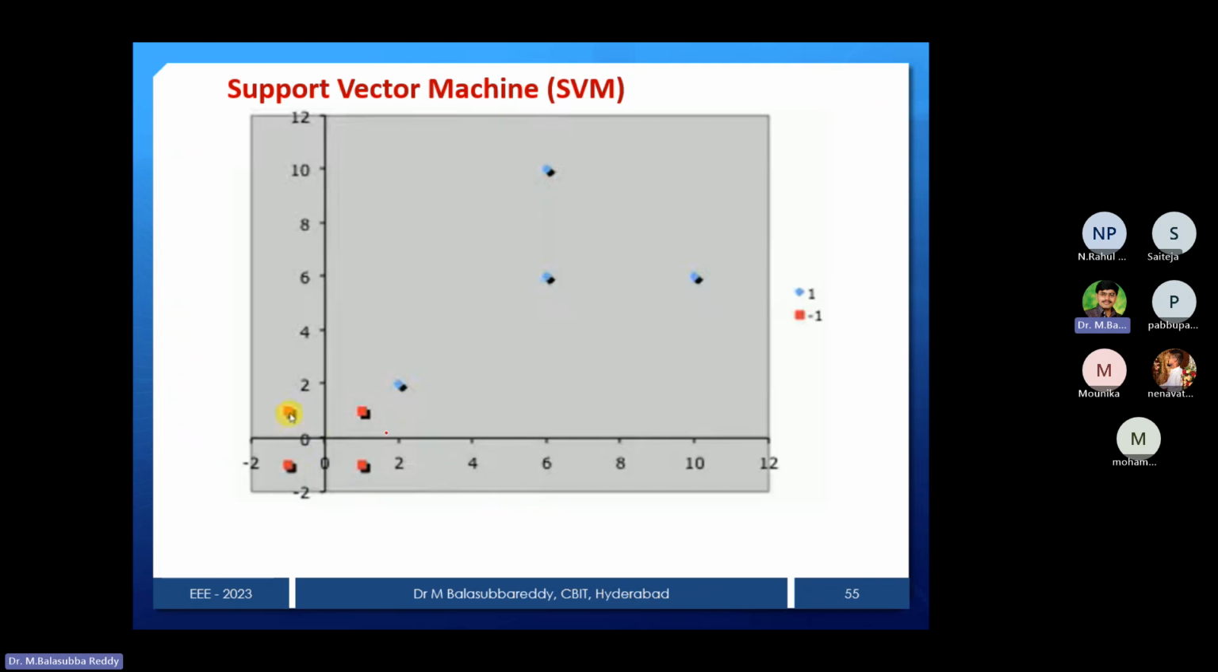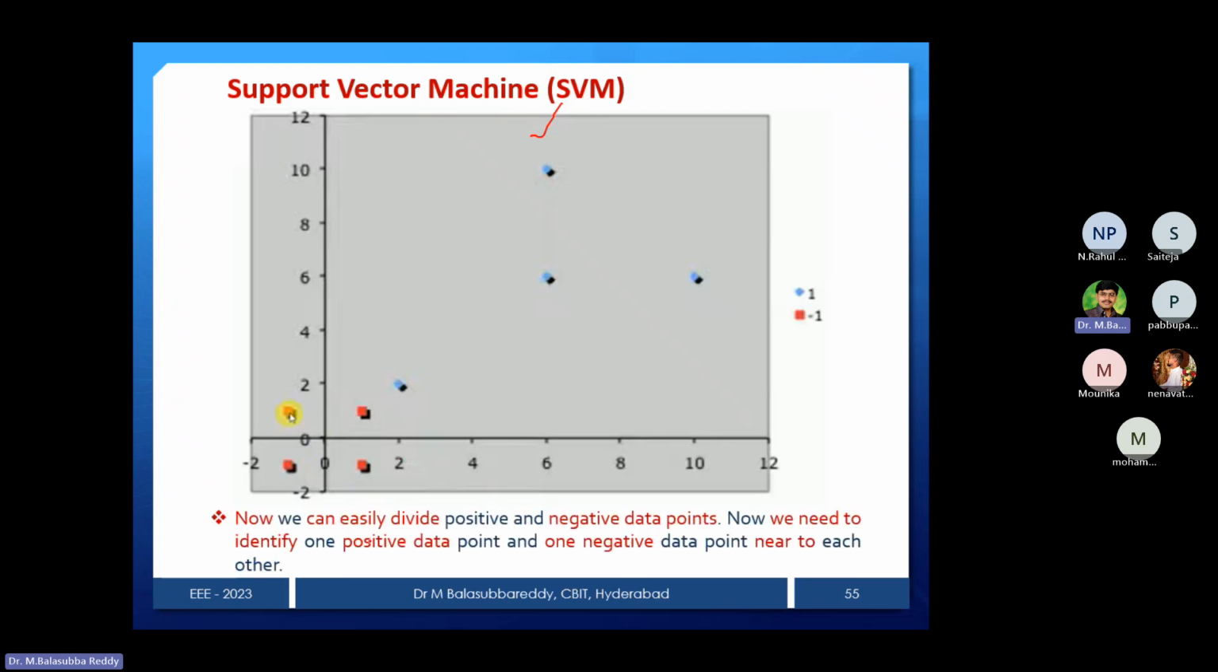Now, what is the next step? The first step we have done. Now it has become linear only, so the procedure is similar to that of the linear case. This is the linear support vector machine. We have to identify two points which are near to each other. We can easily divide the positive and negative points now, but while dividing, where to divide? That's what we need to get the values for, and if you draw that value as a line, that is what divides. So we need to identify one positive data point and one negative data point near to each other.